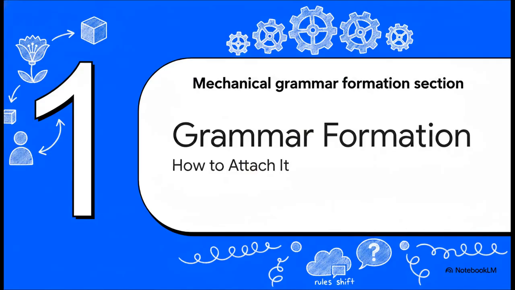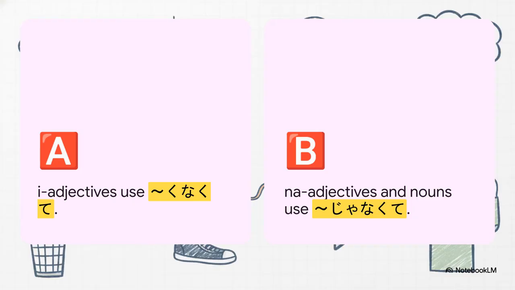Section 1. Grammar formation. Let's look at how to attach it. To use this phrase correctly, we've got to look at how Japanese categorizes its describers, meaning the rules will shift depending on whether you're dealing with an i-adjective, a na-adjective, or a noun. So, the Japanese language relies on distinct structural transformations for different types of words.